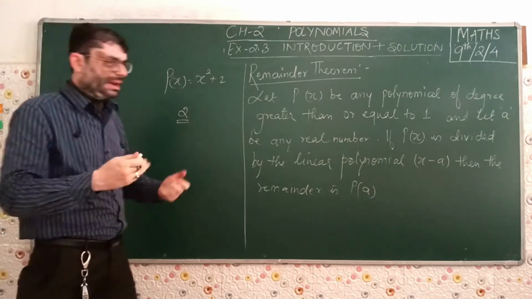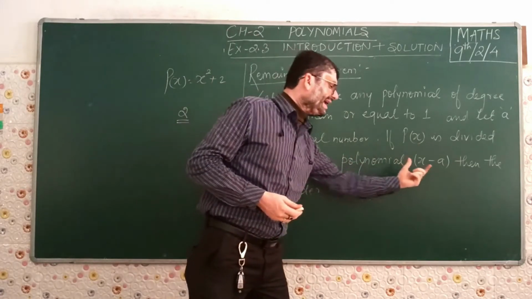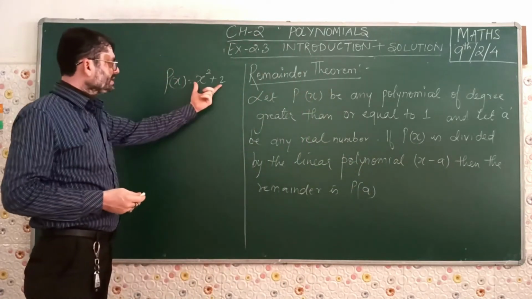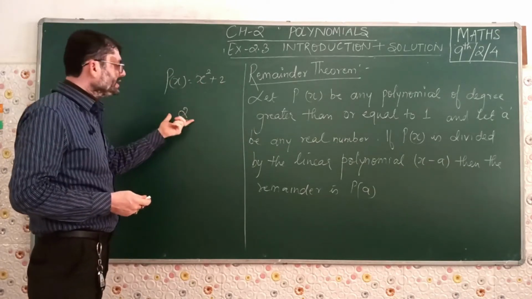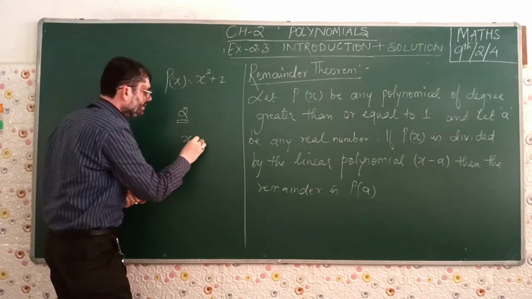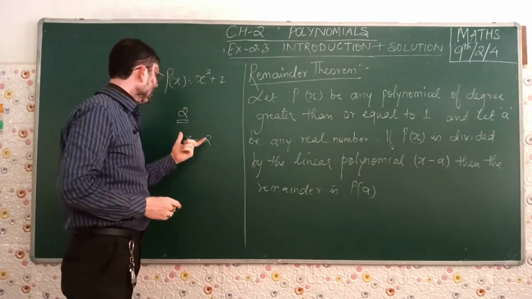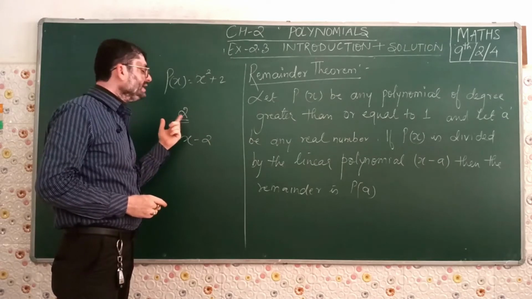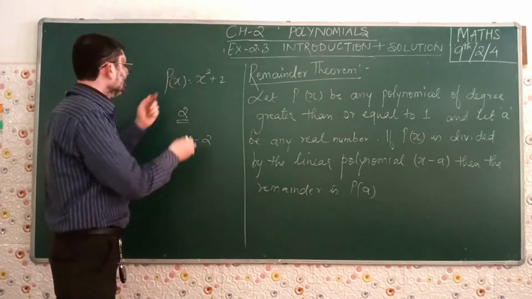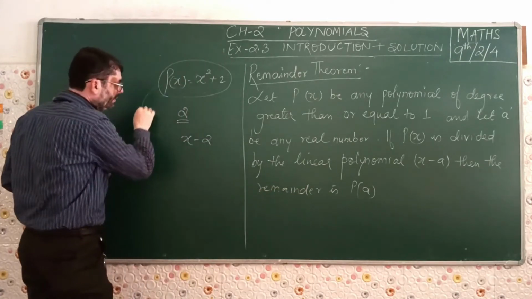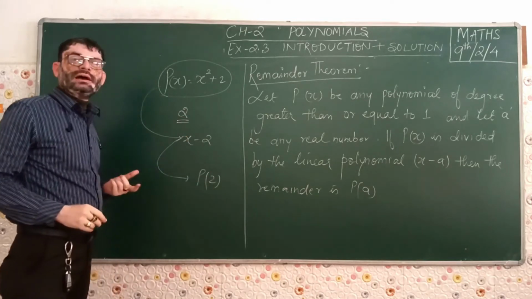Then how is it applied? That is, if p of x is divided by the linear polynomial x minus a, what we had taken as a, that is 2. Then if this is divided by the polynomial x minus 2, as the theorem goes, if p of x is divided by x minus a, where a is a real number, positive or negative, that is up to us, then the remainder is p of a. Then the remainder of this polynomial, when it is divided by this, is p of a, the number that we have taken.